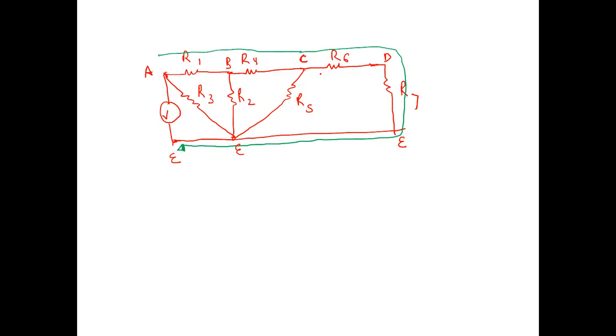Now, if you look between R6 and R7, there's one common element. This is the common element. So this circuit gets reduced. This R6 and R7 are in series. Now, let's reduce this circuit again.